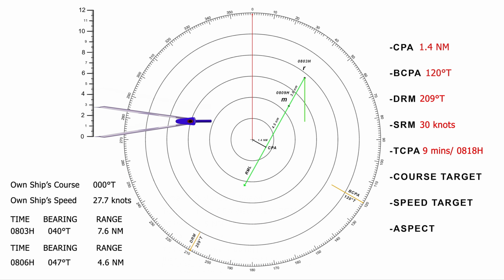Using the compass divider, measure 2.77 nautical miles from the distance scale on the plotting sheet. From point R, mark this distance along the line you drew parallel to the own ship's course. Label this new point as E. That point E is established. Draw a straight line connecting point E to point M. This line represents the course and speed of the target vessel.